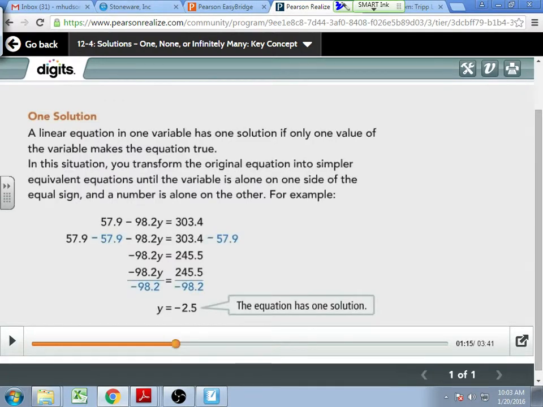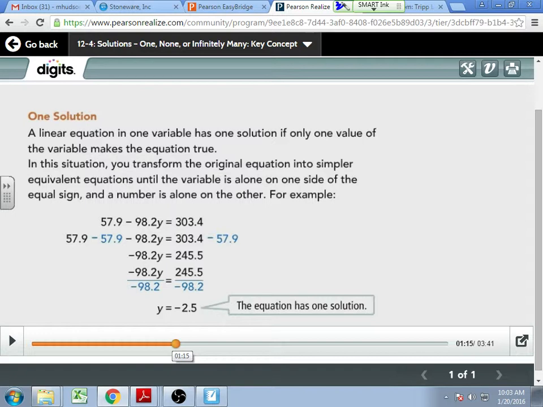So we start looking at an equation. Say we've got 57.9 minus 98.2y equals 303.4. We know how to solve this. We group our constants together first, and since my variable starts on the left side, I keep it on the left side. So get rid of your 57.9 by subtracting. Then I want to get rid of the multiplication, so I divide by the coefficient, and I get my solution point. Now, that's not a point. It's just a y value.